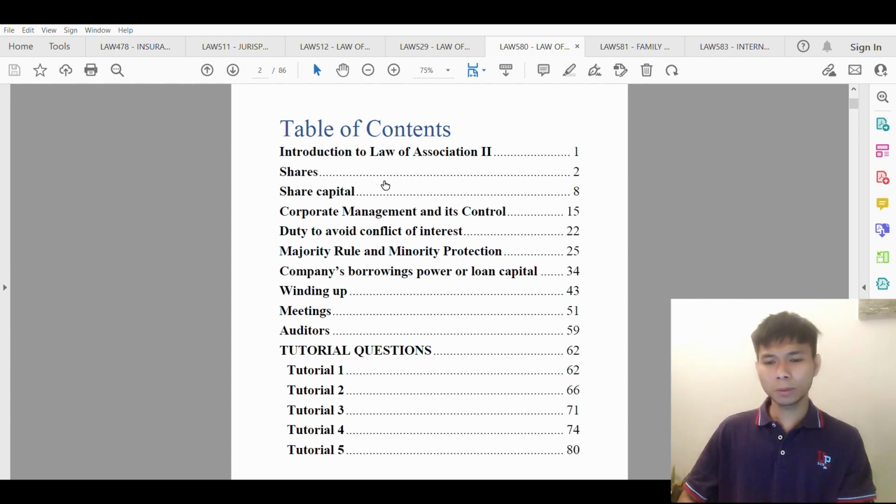And there are different types of shares. And to be honest, I don't really know much of the different types of shares. I'm still studying it before my finals.